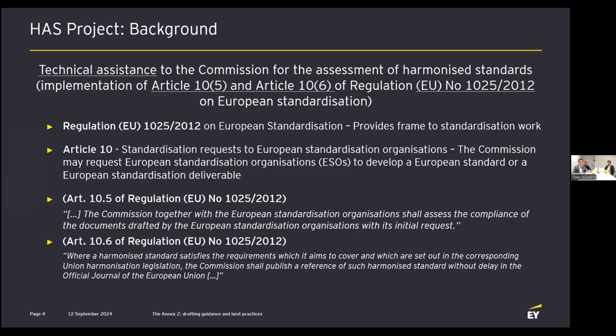To give a little bit of background, to reiterate what the HAS project is about. At the high level, the HAS system aims to contribute to the clarity, quality, consistency, and also the coherence of harmonized standards developed by the ISOs in reply to a Commission request for standardization. In doing so, we execute Article 10 of the Regulation on European Standardization in 2012. This defines, among others, that the Commission may request ISOs to develop a European standard or European standardization deliverable, and that the Commission, together with the ISOs, shall assess the compliance of the document drafted by the ISOs with this initial request. And there we come in, so we can move to the next slide.